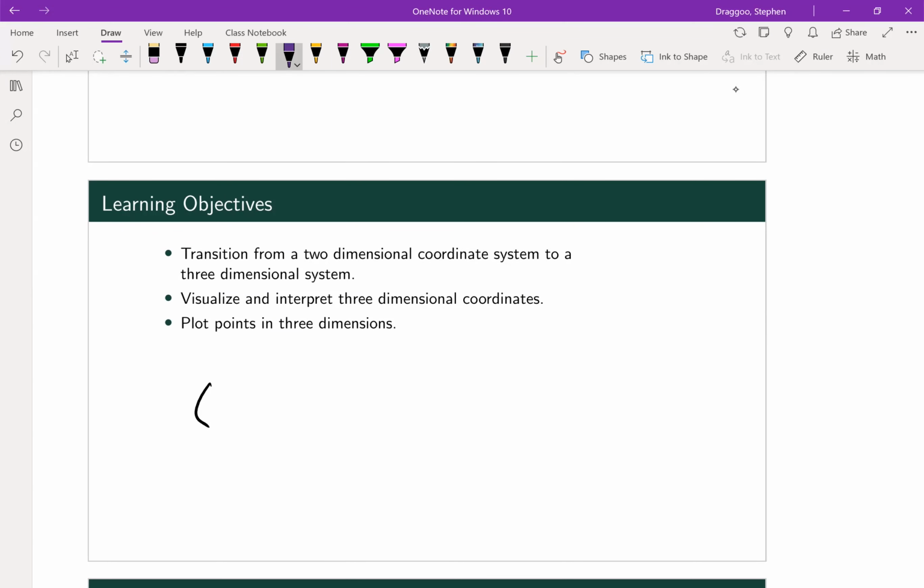So that 2-dimension system, x and y, is our 2D system, and hopefully transition into a 3D system, which, if we're going alphabetically, will have x, y, and z being that third coordinate. That's our 3D system.